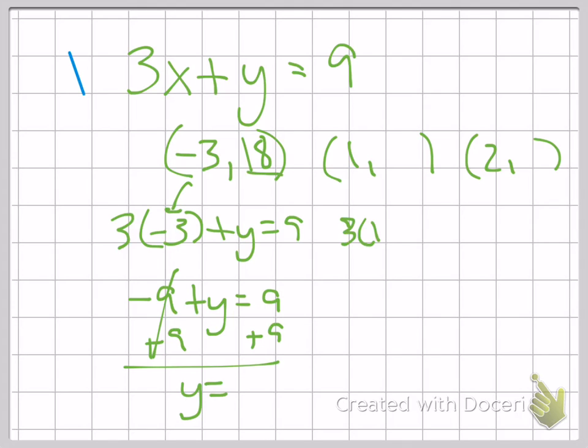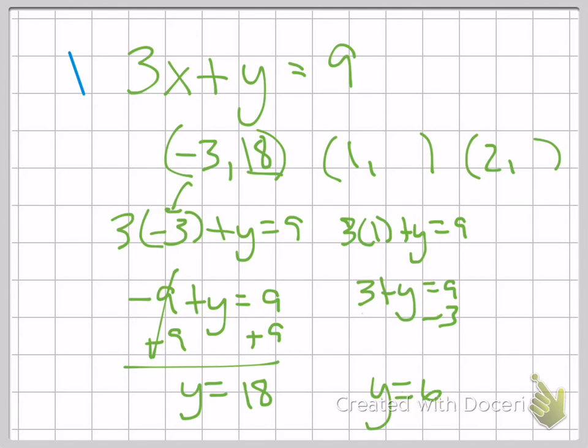And then I'd put 1 in for x. Guys, if 3 plus y equals 9, what does y equal? 3 plus what would be 9? 6. And then I plot the point 1, 6 on my graph.